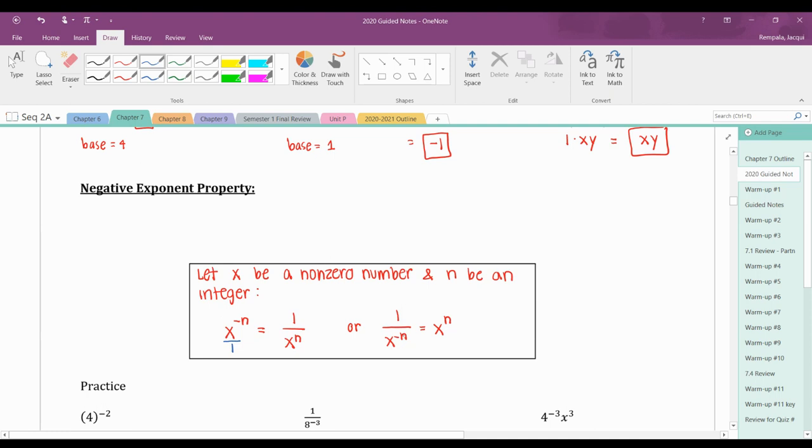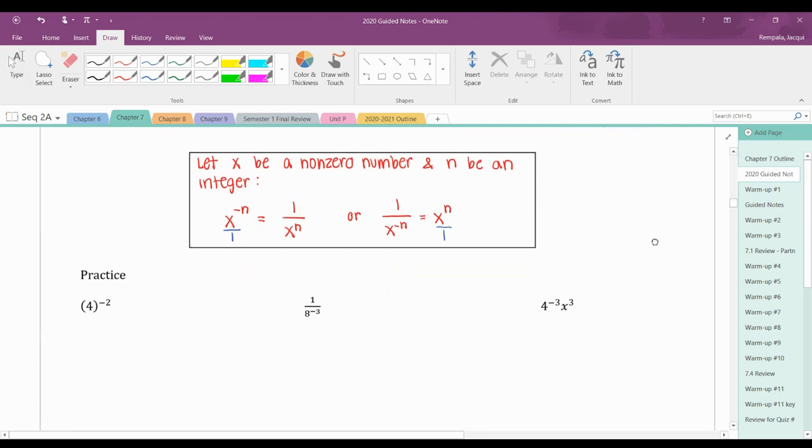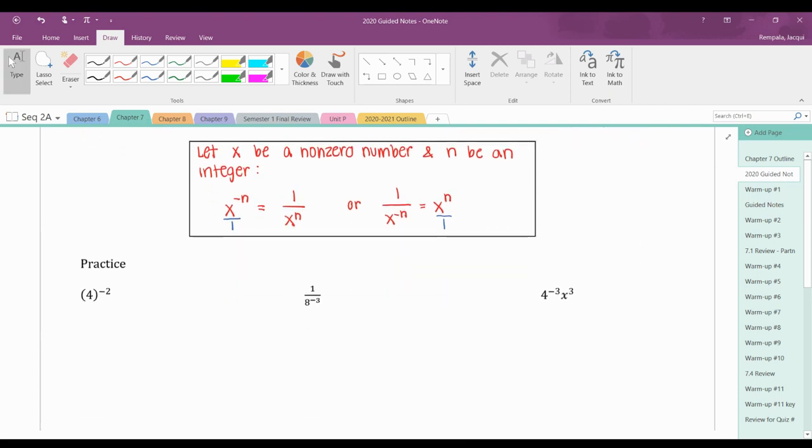If I start with that negative exponent in the denominator, technically, then it gets moved up to the numerator, which then changes its exponent to positive. Okay, let's take a look at some practice problems here.